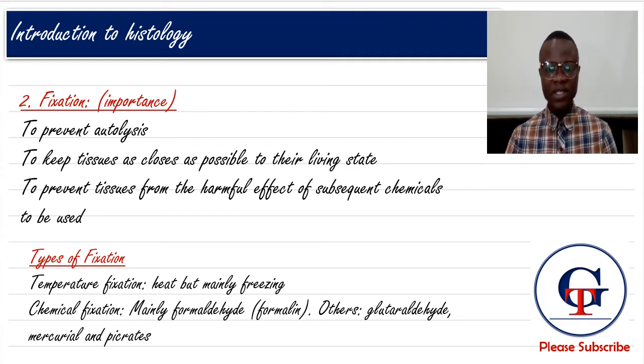Also, talking about fixation, there are different types of fixation. Here we have temperature fixation. We usually use heat, but the primary one that is used is freezing metal, right? And lastly, we have the chemical fixation. Usually we use the formaldehyde or the formalin, and others include the glutaraldehyde, right? But this is usually not used because it alters the protein structure of the cells. And mind you, we want to maintain our cells in their normal or living state as closely as possible.